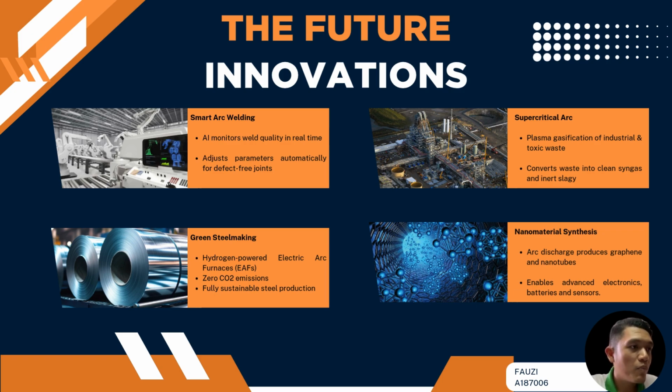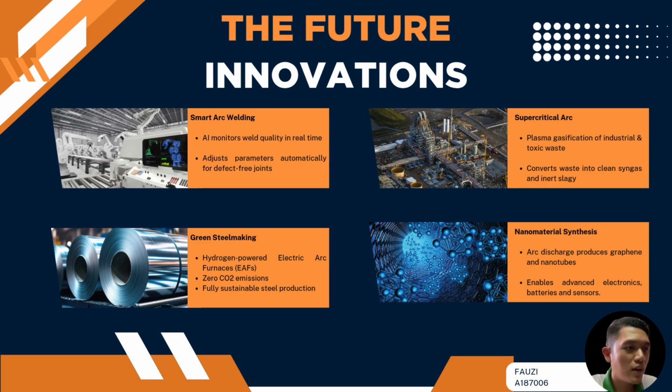The third one is supercritical arcs. We use ultra-high temperature arcs above 5,000 degrees Celsius to break down complex waste into synthetic gas and inert slag through plasma gasification. This allows safe, clean disposal of hazardous and industrial waste.